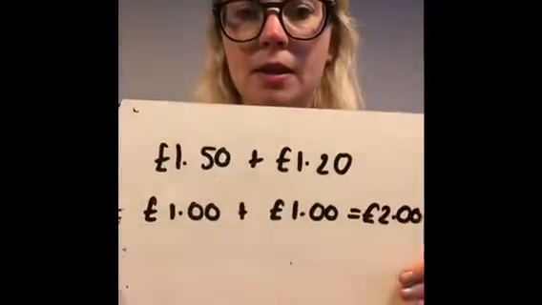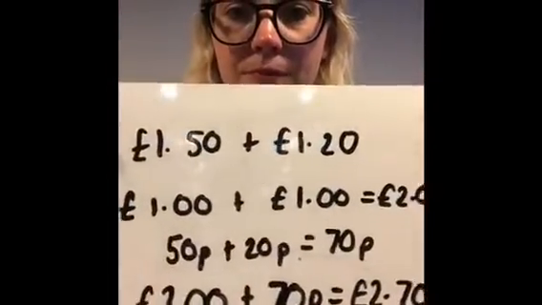So £1.50 and £1.20, I would use some partitioning, okay? So I'm going to think, first of all, I'll add my pounds together, and then I will add my pence together. And I know you did this last week with Miss Cook, so you should be experts now. So I've got £1 add £1 equals £2. Okay, they are my pounds from those amounts. And then my pence, I've got 50 pence add 20 pence equals 70 pence.